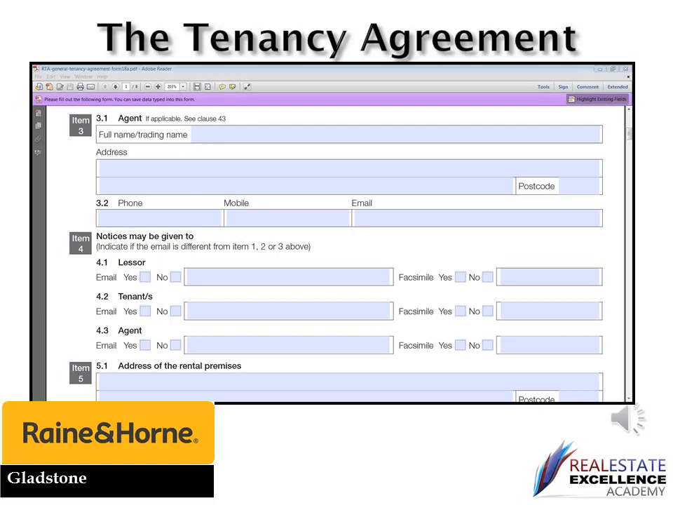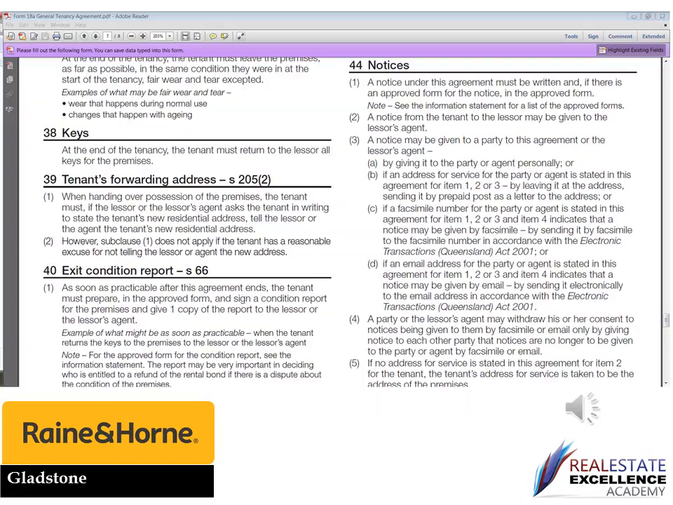Before we proceed any further, let's discuss the meaning of notices as per the terms in the contract. Standard Term 44 of the contract sets out the meaning of notices and further explanation. Subsection 1 states a notice under this agreement must be written, and if there is an approved form for the notice, it must be in the approved form. All communication and notices throughout this agreement must be in writing. We'll discuss further about maintenance matters shortly. In the event of an emergency maintenance situation, you are allowed to phone our agency. We'll discuss that more shortly.